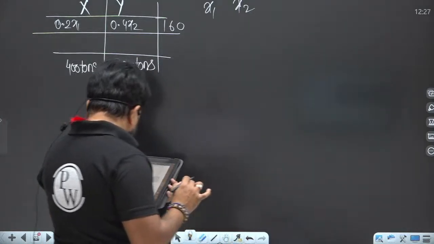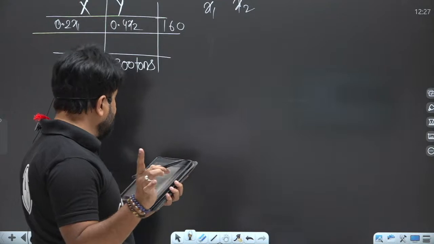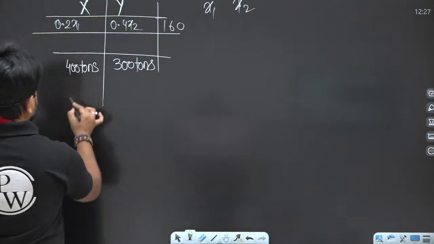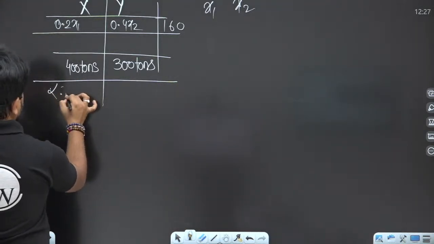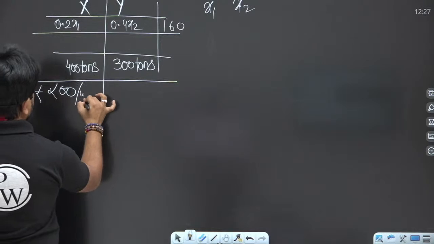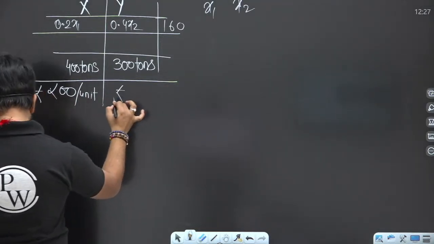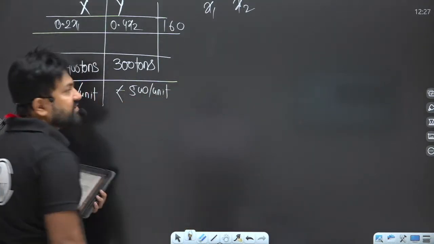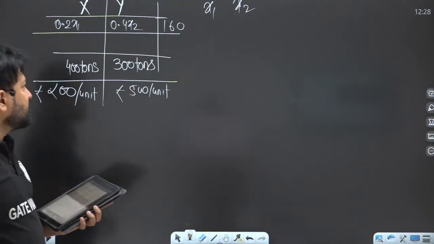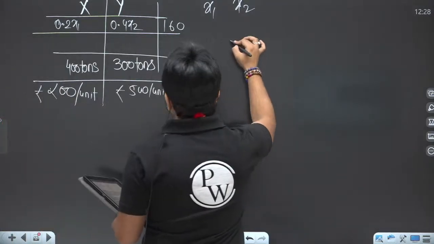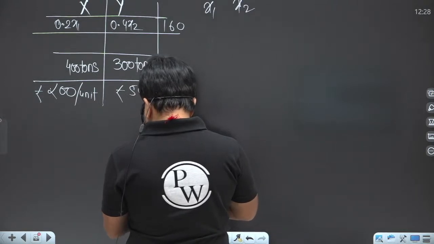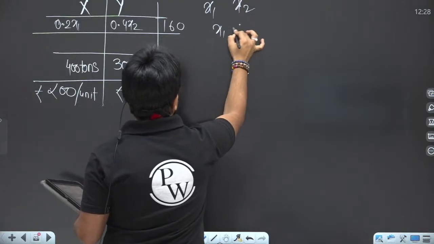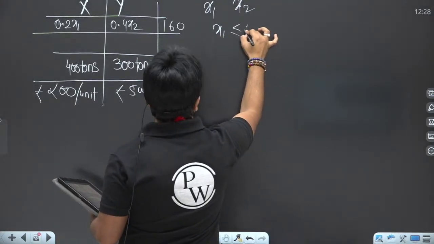He says that if you are going to sell X, you are getting 200 rupees profit per unit, and you are getting 500 rupees per unit for Y. It is a very simple question. So here the constraint will become that x1, if you are assuming x1 is going to be produced, is less than or equal to 400 tons.